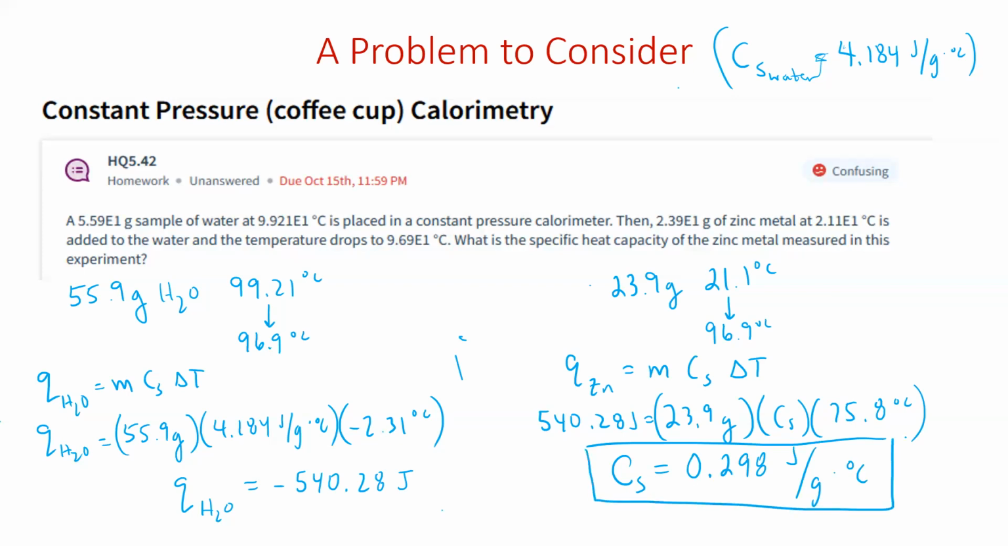I would go with 3 significant figures because I've got 3 significant figures in the mass, and even in our temperature change, we've got 3 significant figures as well. So I would answer that to 3 significant figures. So something like 0.298 joules per gram times degrees Celsius.